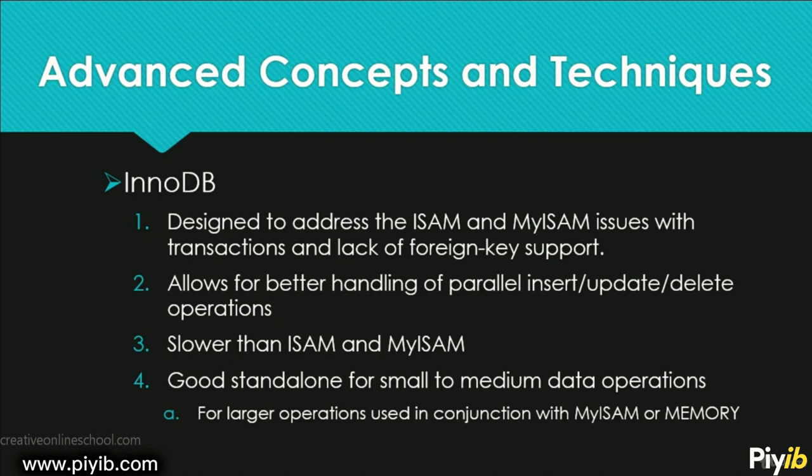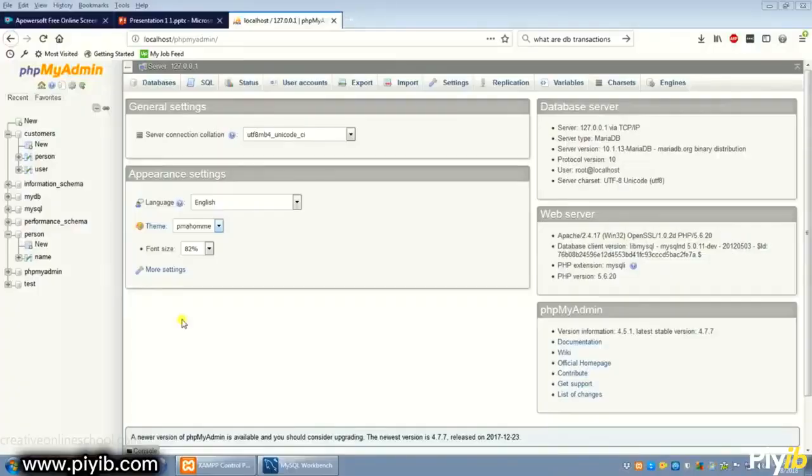As such, it can be very good for small to medium data operations, but if it's too large, it may need to be used in conjunction with MyISAM or memory, so that you can run the selects from there and then do the rest with InnoDB. Now that we know a little bit about the engines, let's go over how to change them.